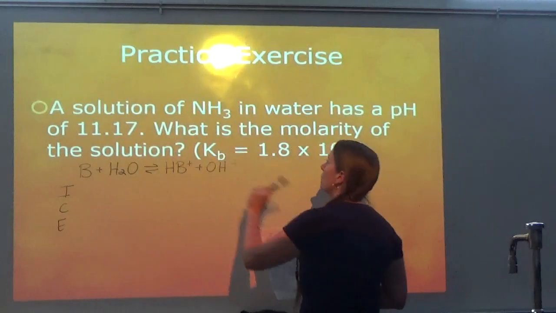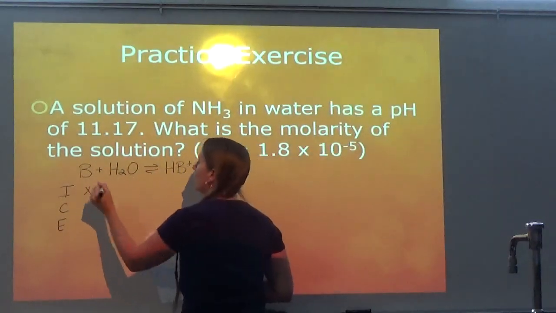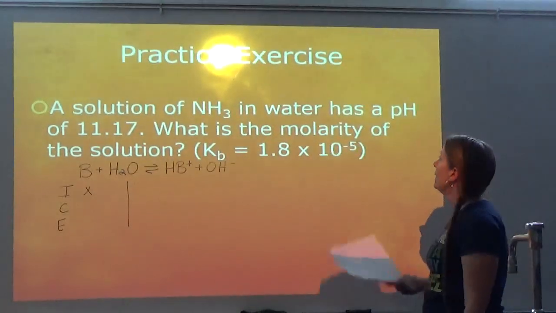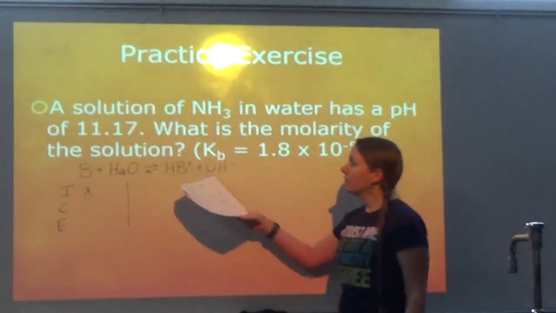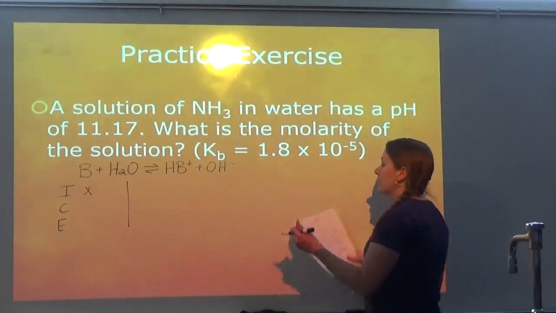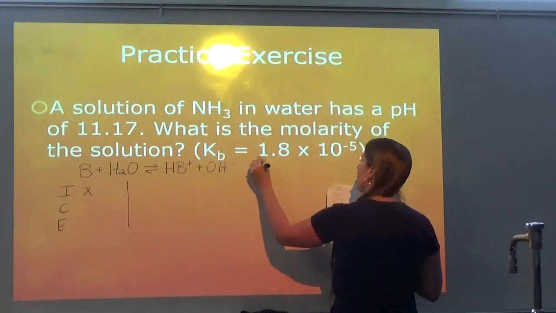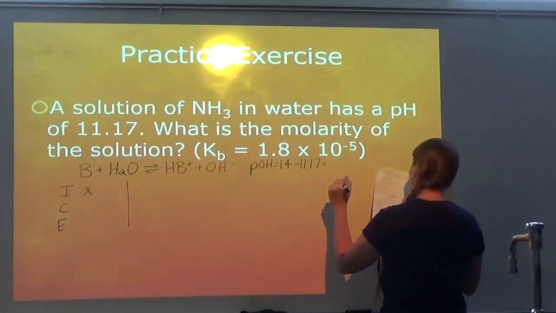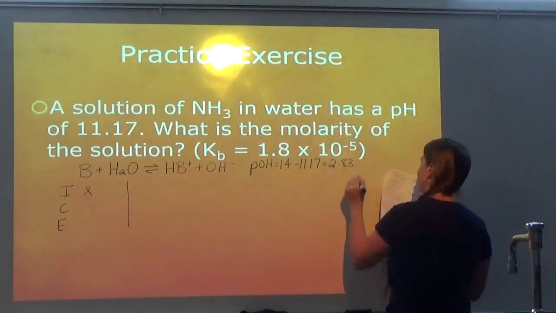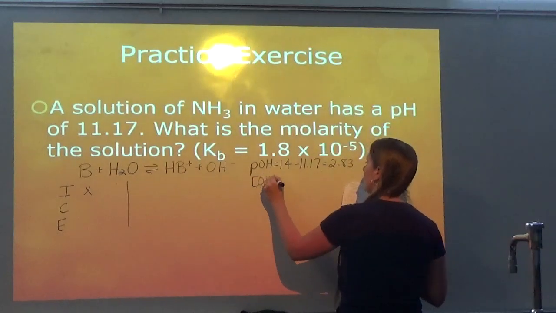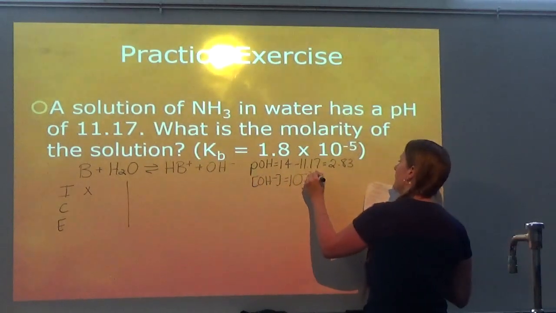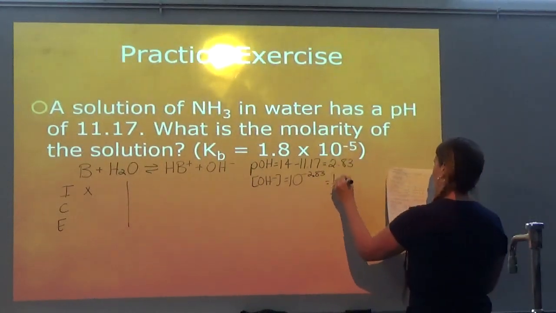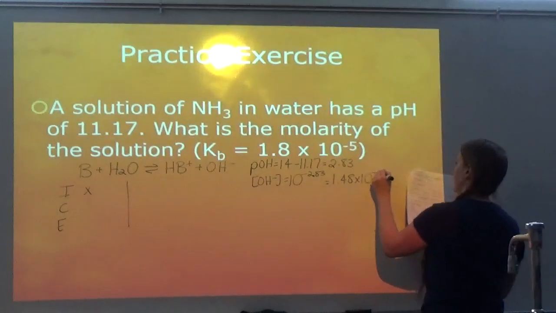So again, we want to know what is the molarity of the solution, so I don't know what I'm starting with. I know water's a liquid, so I don't care about it. It gives me pH, so I can figure out OH minus. So I did pOH is 14 minus pH, and I got 2.83. Then OH minus is 10 to the negative pOH, which is 10 to the negative 2.83, and I got 1.48 times 10 to the negative 3 molar.